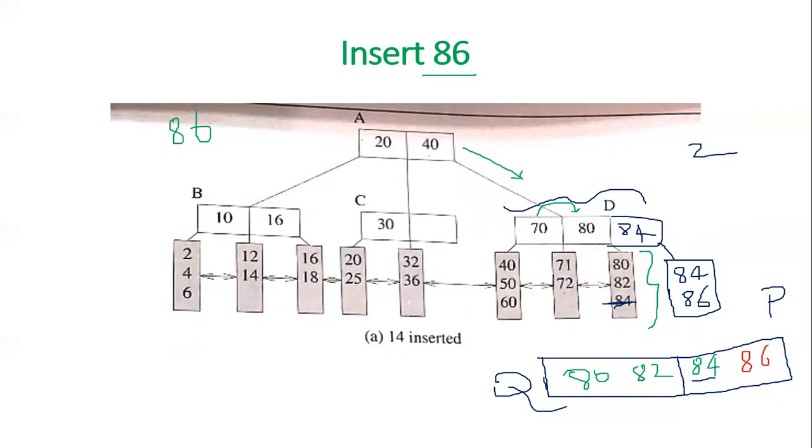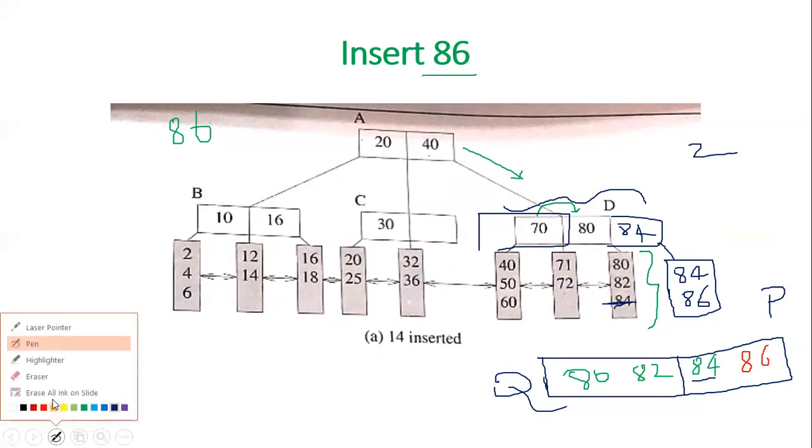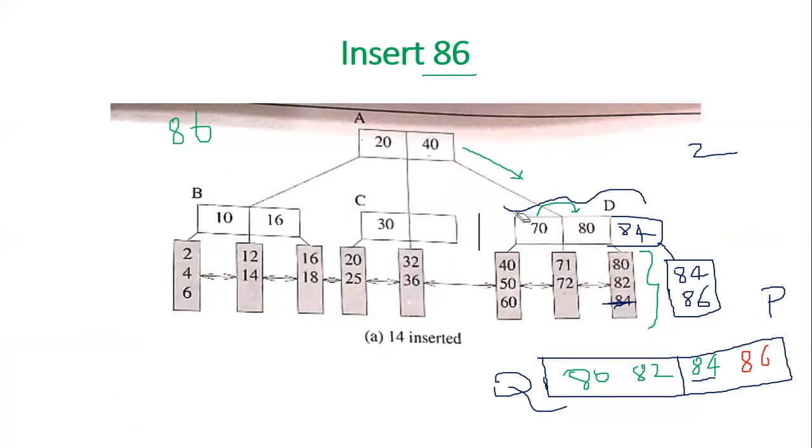Okay. So here what happens? This node has become deficient. So now how will we remove the deficiency? Again, this node should be split. So how will you split this node? So we have to split as 70 and 80 and 84. 70 will be one half, 80 and 84 will be another half. So this node should be split now.